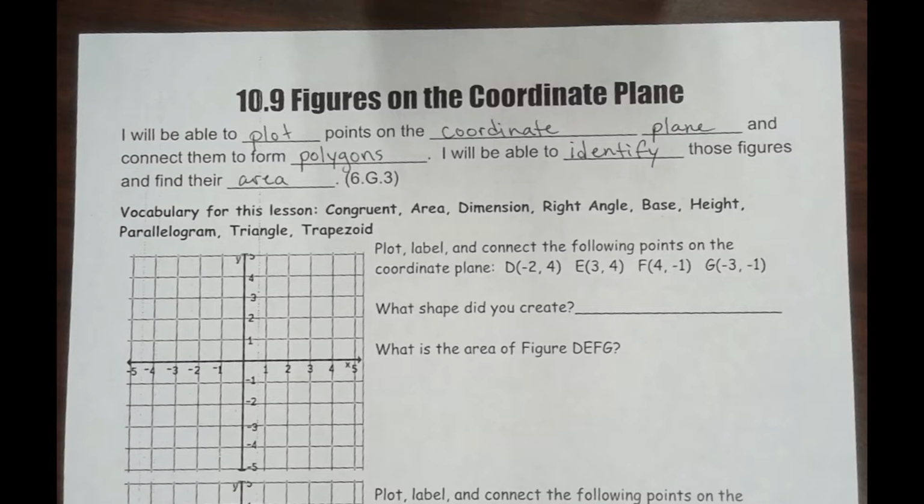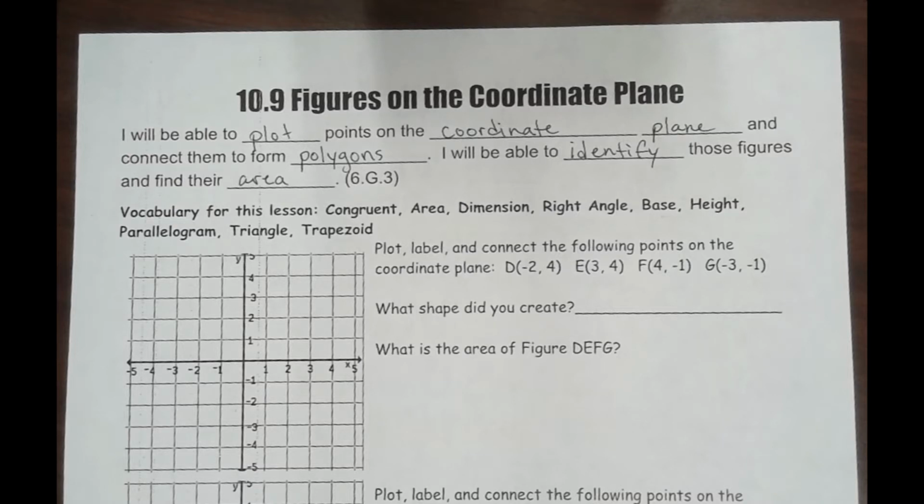Okay, vocabulary for this lesson. Congruent means exactly the same size and exactly the same shape. Area is the space inside a two-dimensional figure measured in square units. Dimension is the distance from one point to another, or a measurement of distance like length or height or width. Right angle is a 90-degree angle. It makes a square corner. Base and height are perpendicular to each other. They're two dimensions that are perpendicular that we use to find the area of many of our polygons.